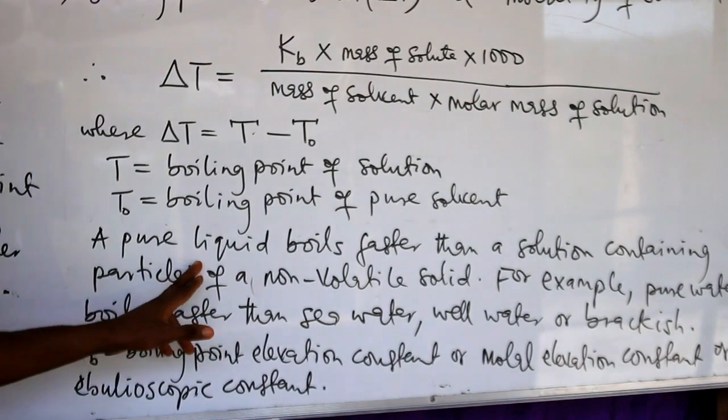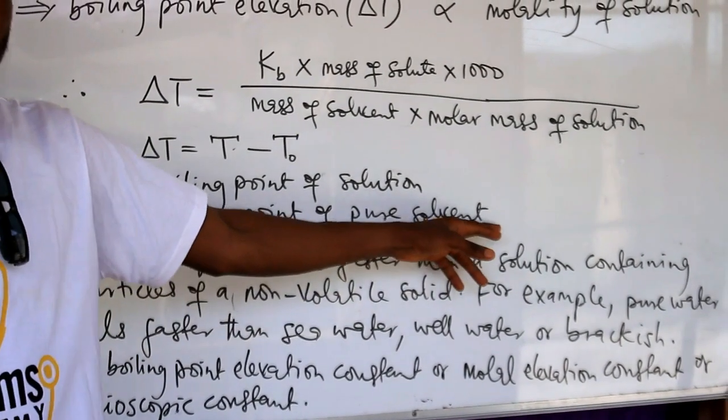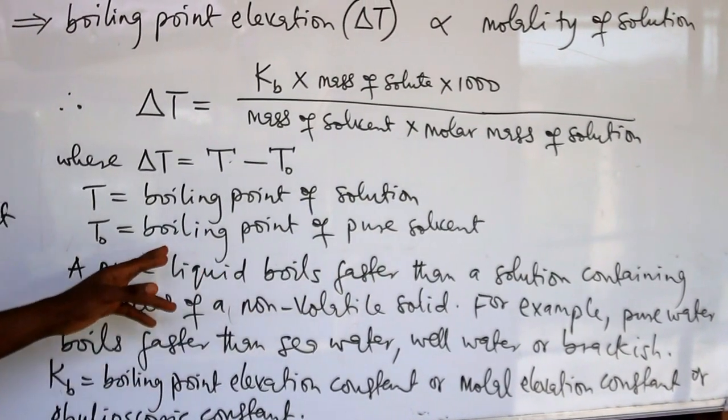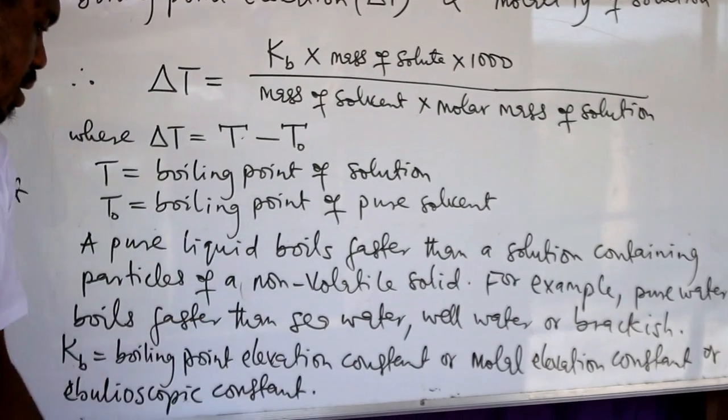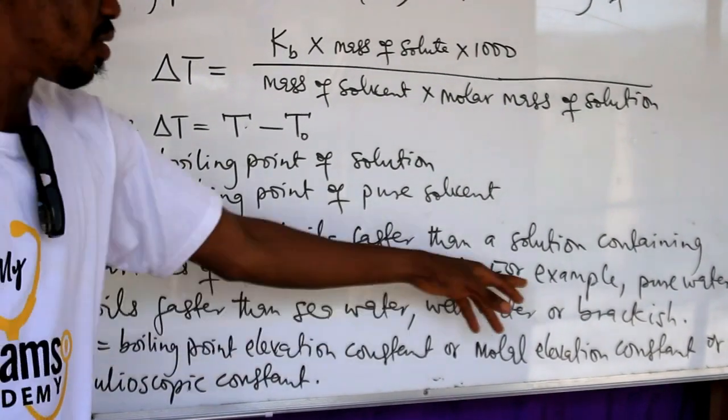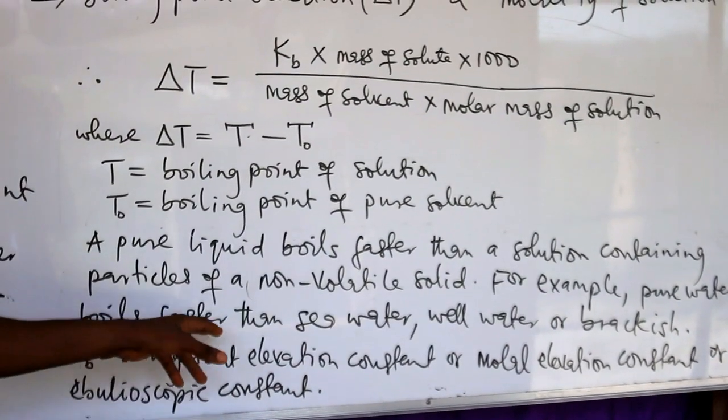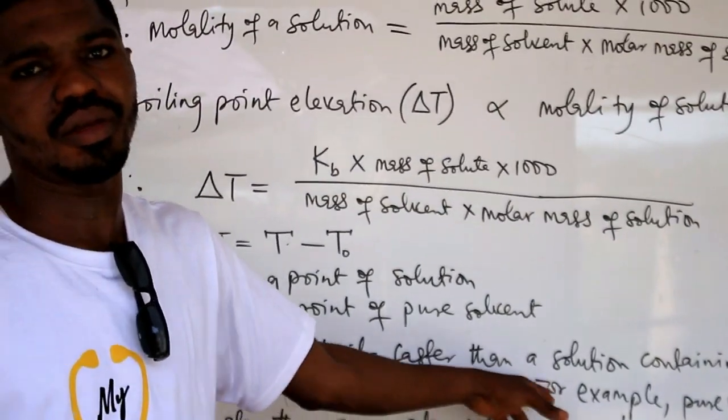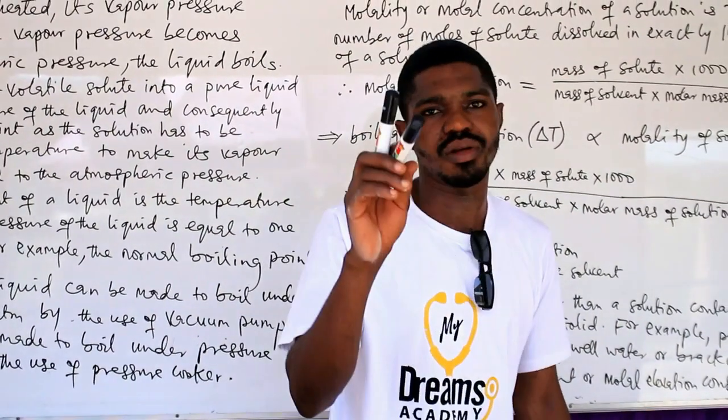So here, a pure liquid boils faster than a solution containing non-volatile solute. Very important, take note of it. And that is why you see that a pure sample of water will boil faster than sea water. So very important to take note of that, please.